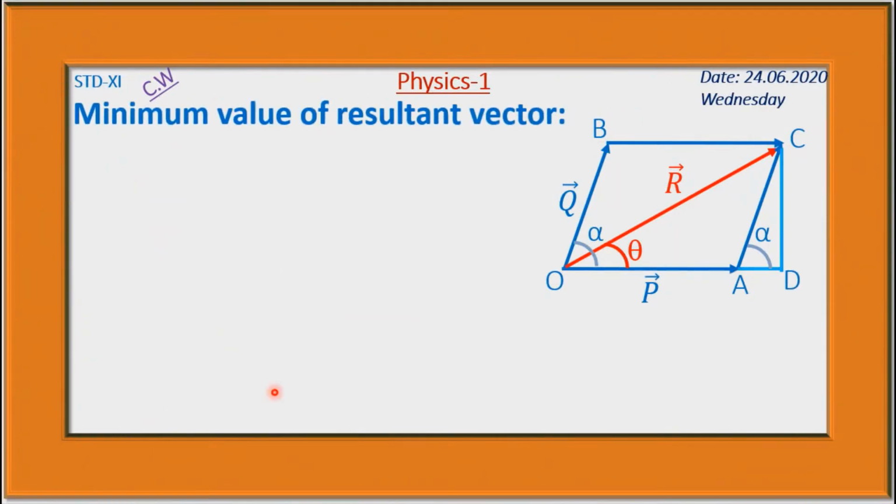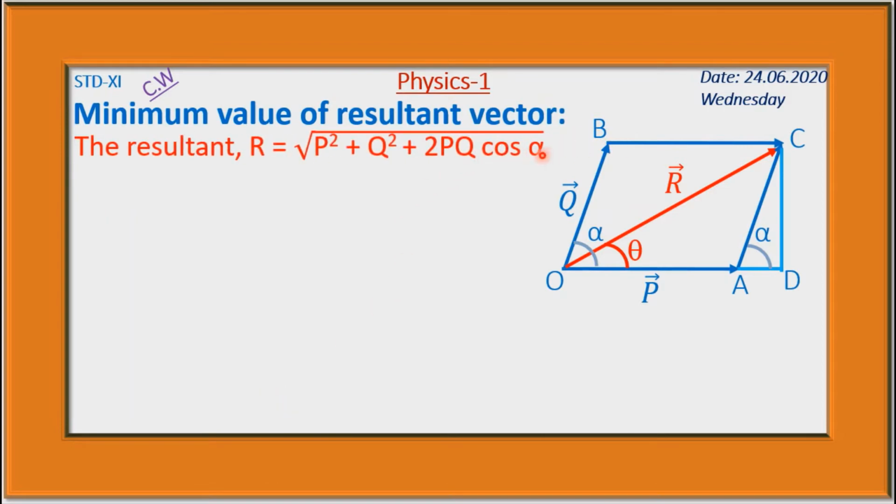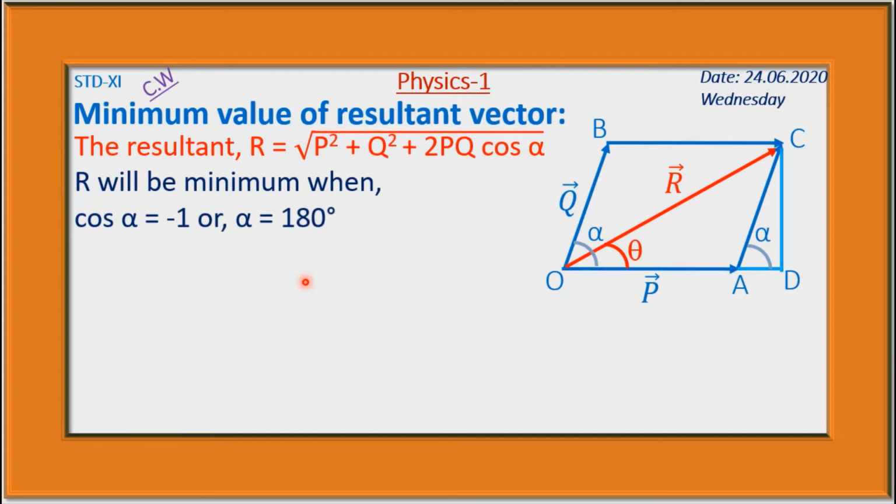Now the minimum value of resultant vector. The resultant R is equal to root over p square plus q square plus twice pq cos alpha. We know it. R will be minimum when the cos alpha is equal to -1. That is, when cos alpha is maximum, R is maximum. When cos alpha is minimum, R is minimum.